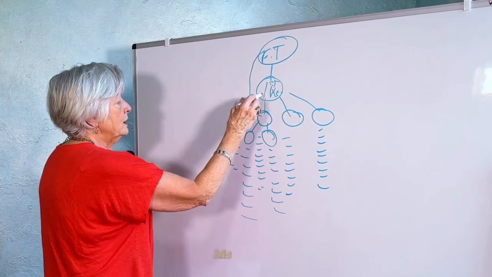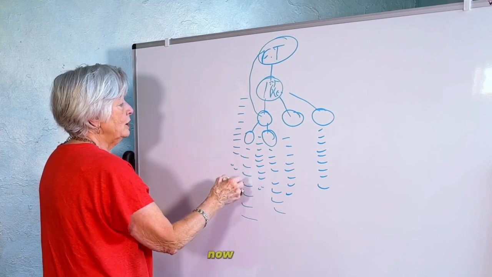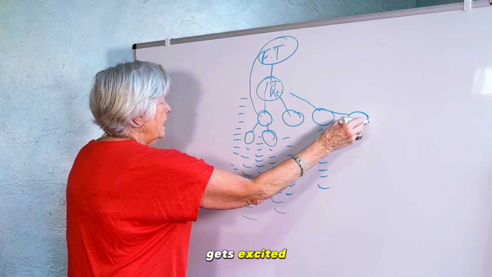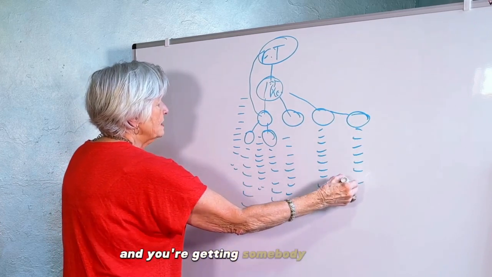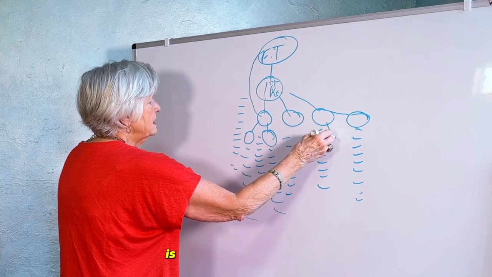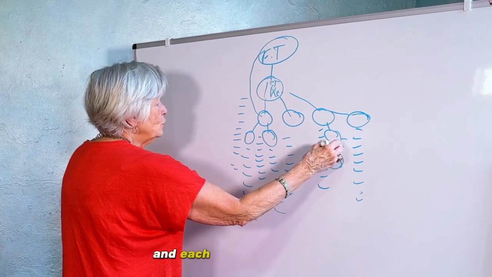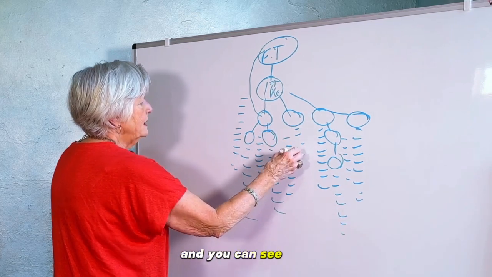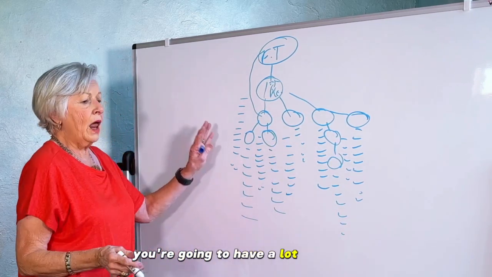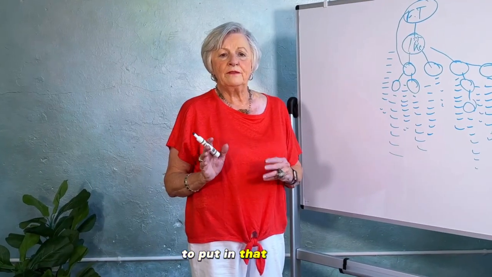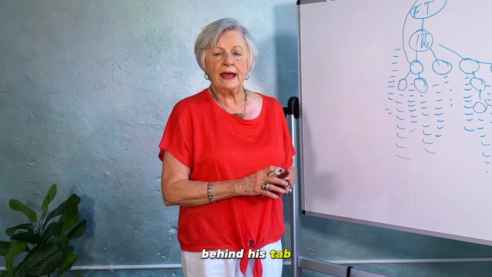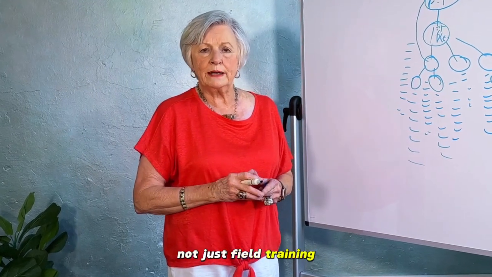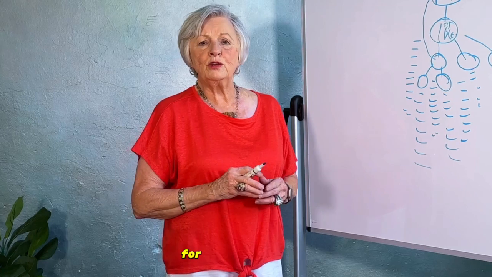That's his recruit, has 2 recruits. Now you've got those 2 lists. And then this one over here gets excited. You take him in the field, and you're getting somebody under him, because your idea is to keep driving it down. And each one of these circles represents a list of names. And you can see how you're going to have a lot of names to put in that binder behind his tab, so he's got a huge market. You are actually not just field training, you're building markets for your new recruit.